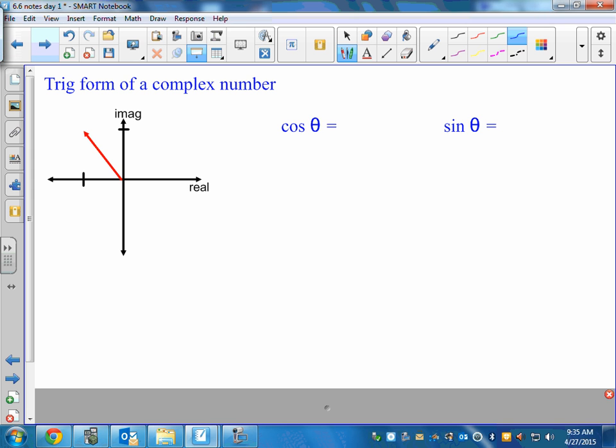So I drew in some point out here. I'm going to call that a plus bi. I know you're going to tell me that it's really negative a plus bi, but let's just go generic for a minute, okay?